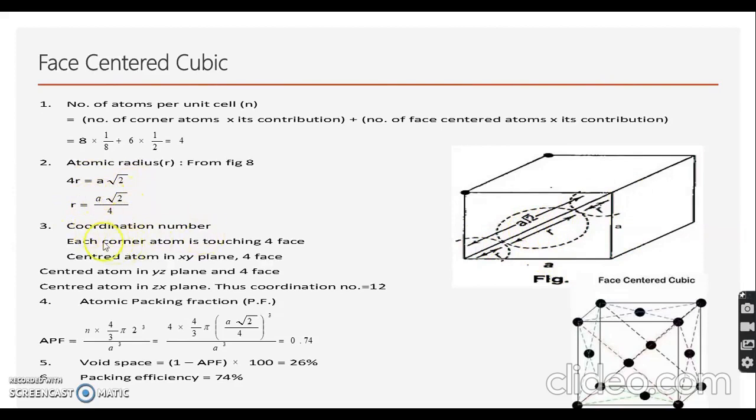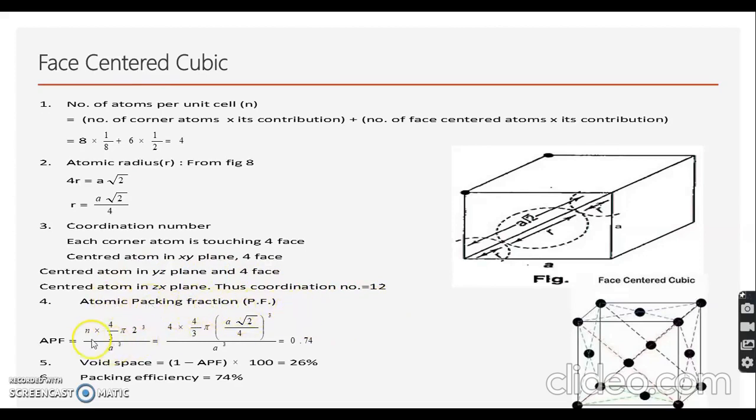When we talk about coordination number, each corner atom is touched by 4 faces. So the center atom in the xy plane will have 4 neighbors. In the yz plane also you will get 4, and in the zx plane also you will get 4. So therefore there are a total of 12 neighboring atoms, or the coordination number is 12.